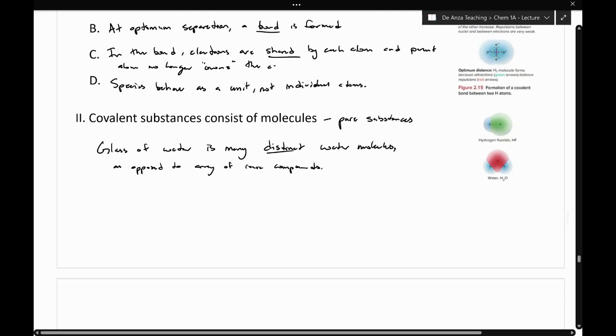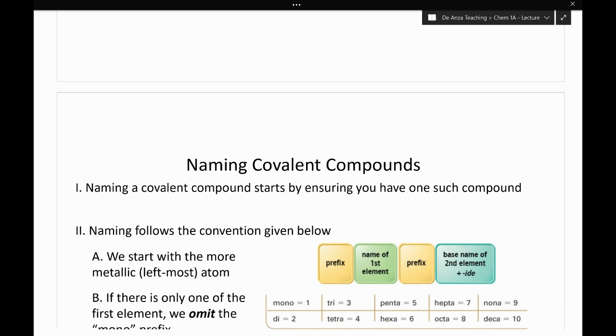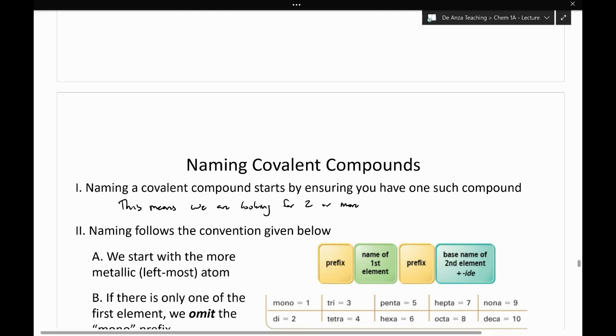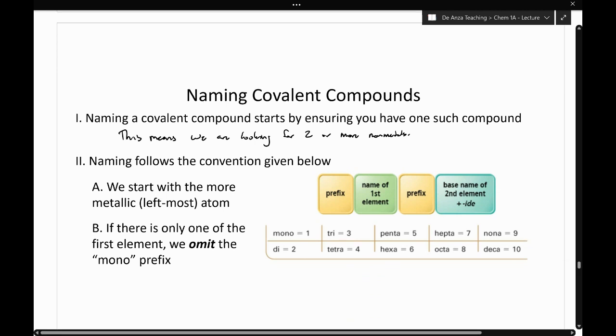When we think about naming a covalent compound, we have to make sure that we actually have a covalent compound. This means we are looking for two or more nonmetals. If we have a metal present, then we likely don't have a covalent compound, except in the case of our polyatomics, because that polyatomic itself is covalently bound, and then it's forming an ionic bond with the metal. So it has covalent character and ionic character because it's two separate things. We're thinking about the bond between the atoms that make up the covalent compound and then the two ions that make up the ionic bond. But let's just focus right now on the covalent compound alone.